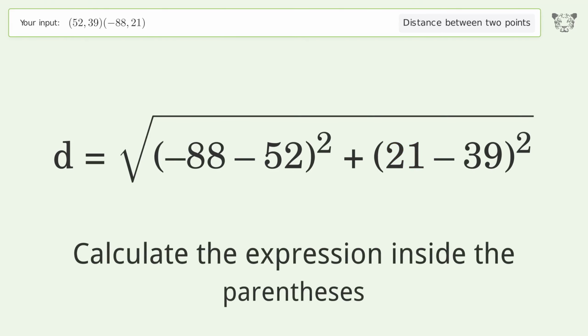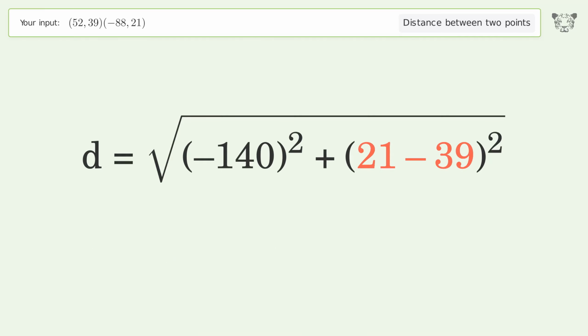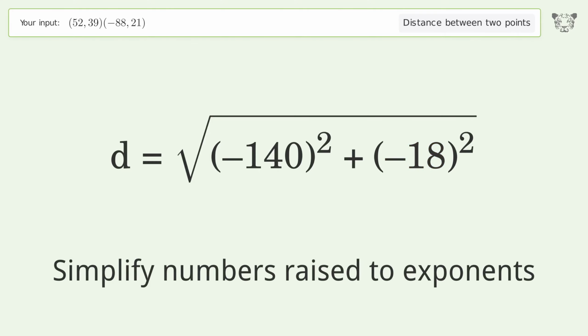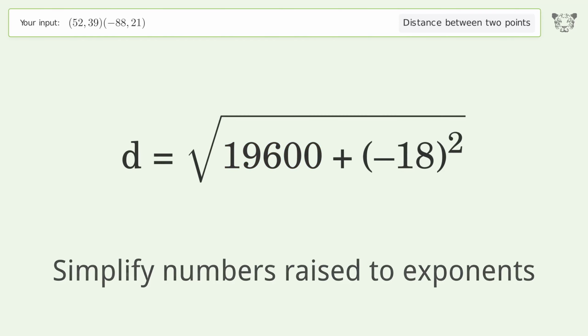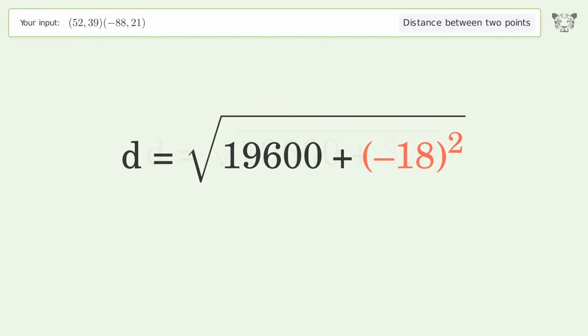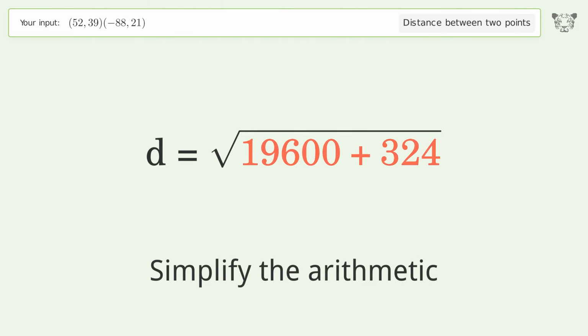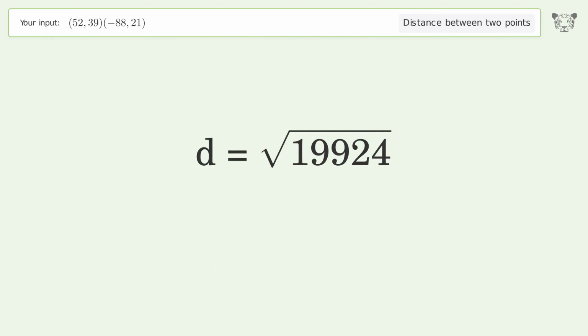Calculate the expression inside the parentheses. Simplify numbers raised to exponents. Simplify the arithmetic. And so the distance between the 2 points is the square root of 19,924, or 141.152.